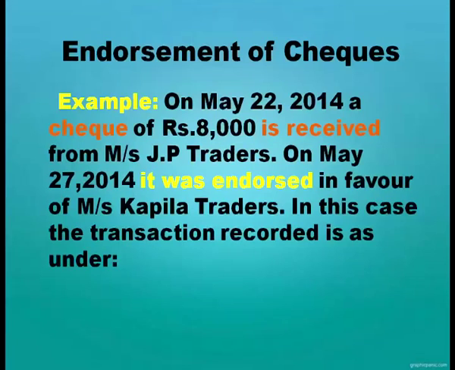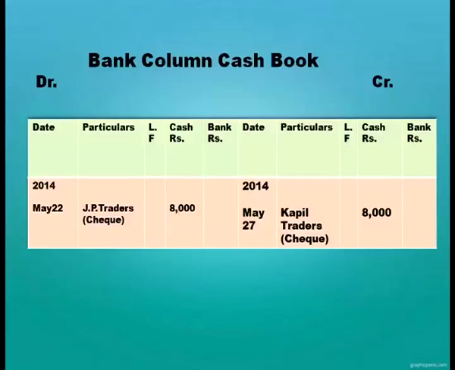Example: on May 22nd, 2014, a check of rupees 8,000 is received from Messrs. JP Traders. On May 27, 2014, it was endorsed. It was given in favor of Messrs. Kapila Traders. How will you record it in the cash book? When you have received a check from JP Traders, you have recorded on the receipt side "To JP Traders", date May 22nd, amount in the cash column 8,000. When you have endorsed it to Kapila Traders, then you have to record on the credit side "By Kapila Traders", May 27, amount in the cash column.